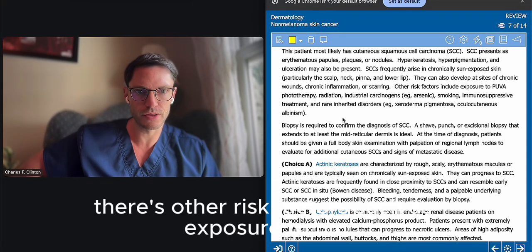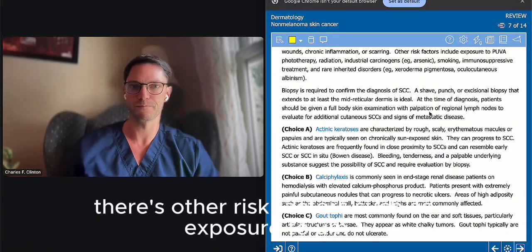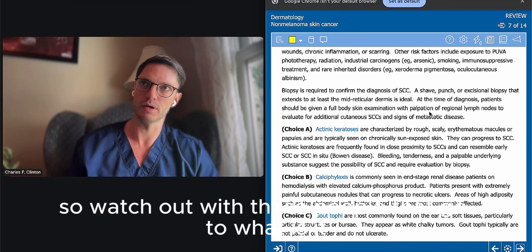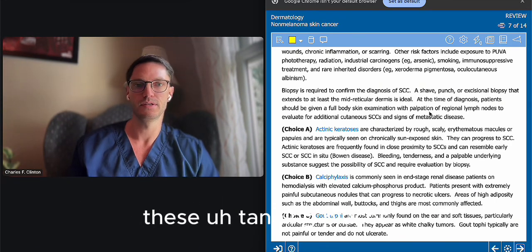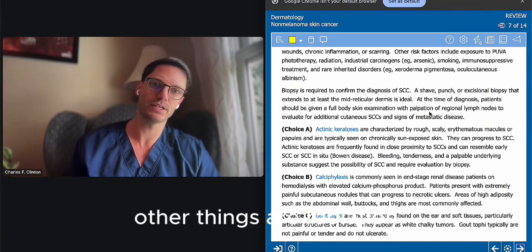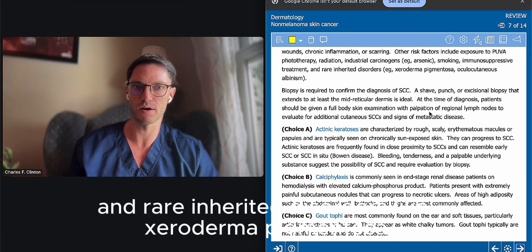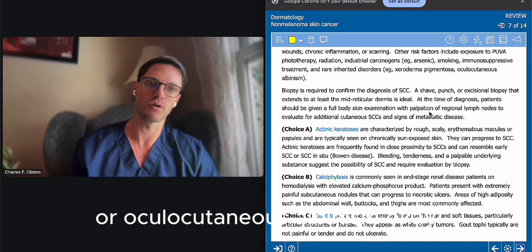And yeah, there are other risk factors such as exposure to ultraviolet therapy, phototherapy. So watch out with these people that go to these tanning places. Just go to professional places. Other things are radiation, industrial carcinogens like arsenic, smoking, immunosuppressive treatment, and rare inherited disorders like xeroderma pigmentosum or oculocutaneous albinism.